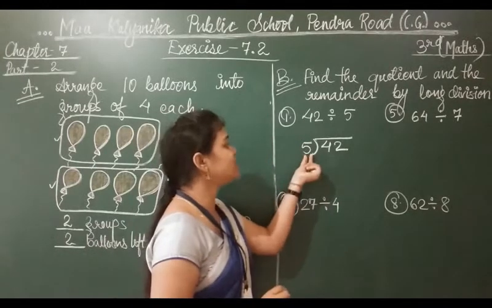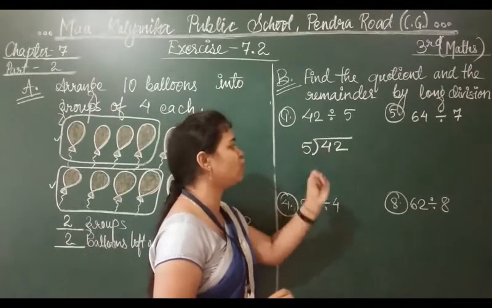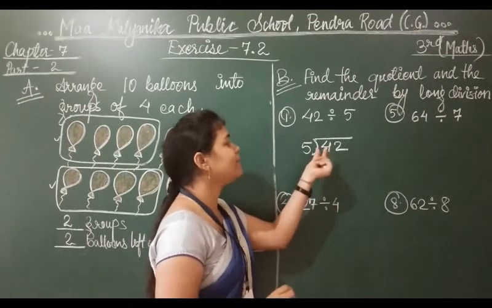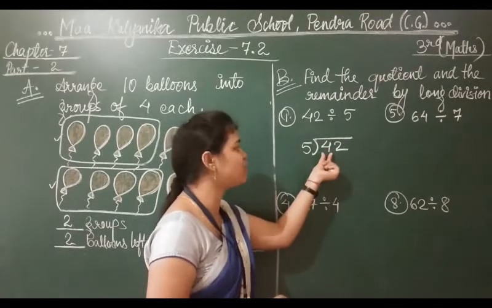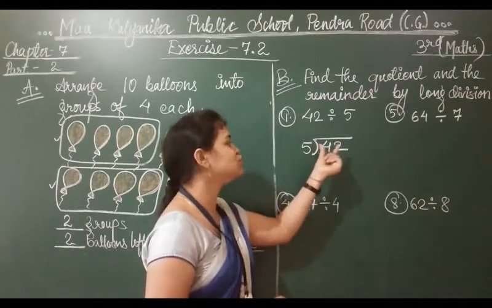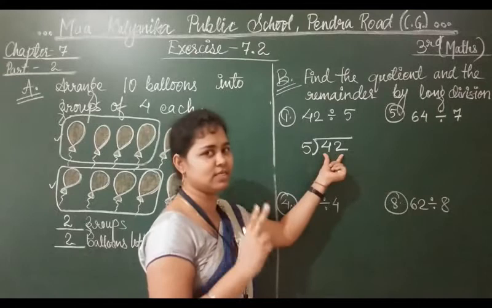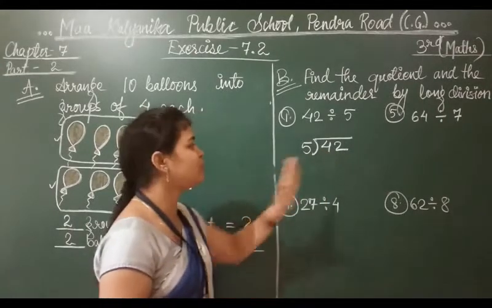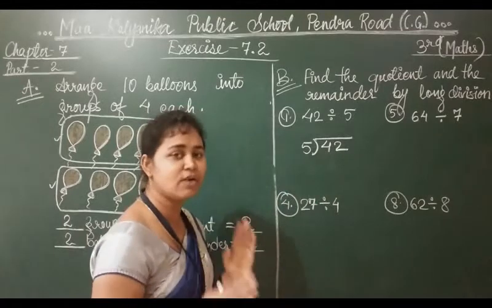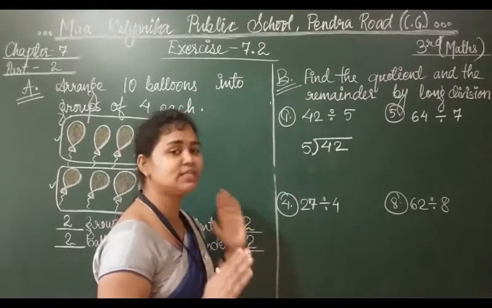Okay. So we will read the table of 5 for 42. No, first we will look at the digit 4, but for this, students, a single digit is here. We will see the single digit. This is 4. 4 is smaller than 5, so that's why we will take both the digits, 42. So we will write the table of 5 for 42. 5 eights are 40 and 5 nines are 45.